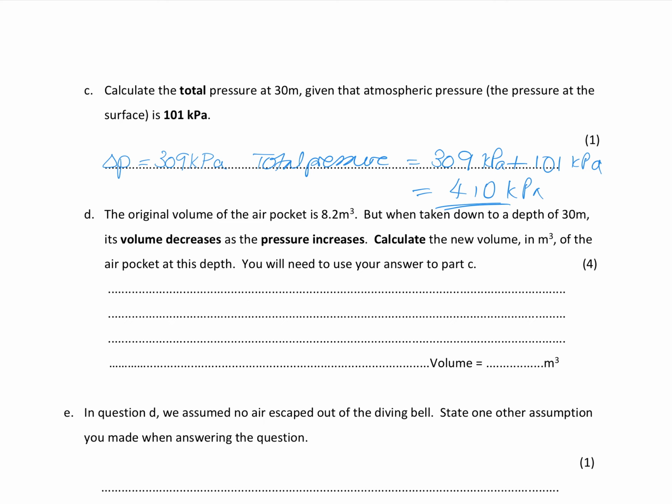The original volume of water in the air pocket is 8.2 metres cubed, but when taken down to a depth of 30 metres, its volume decreases as the pressure increases. Now this is a tricky question. You have to remember the formula and you have to apply it. So first of all, let's underline the important words. So you've got a depth of 30 metres, you've got volume, you've got pressure, you're calculating the new volume, and you've got the original volume. So that's going to be V1. The new volume is going to be V2.